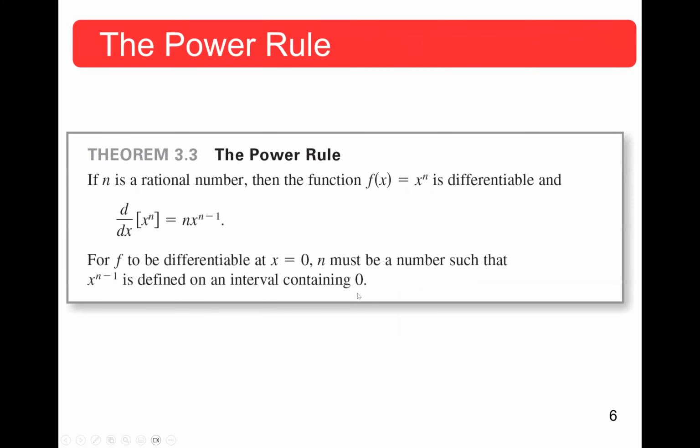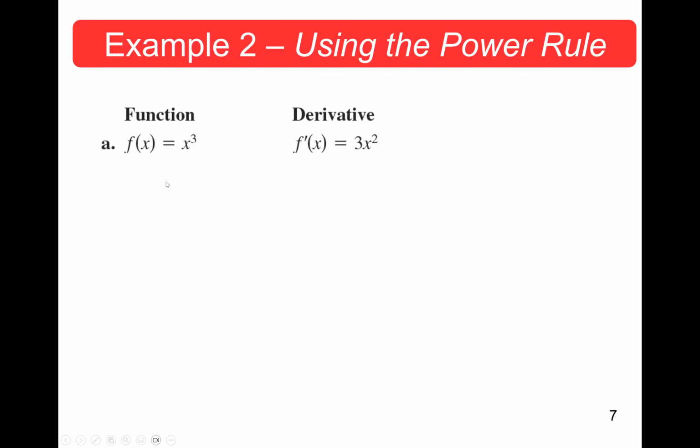Next is the power rule. If we have a function f(x) equals x to the power n, then the derivative of f(x) will give us n times x to the power n minus 1. So let's say we are looking for the derivative of a function x cubed. Then it will be 3 times x to the power 3 minus 1, which will give us 3x squared. So let's see an example.